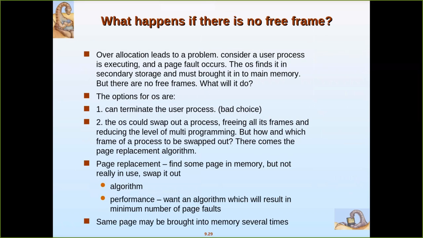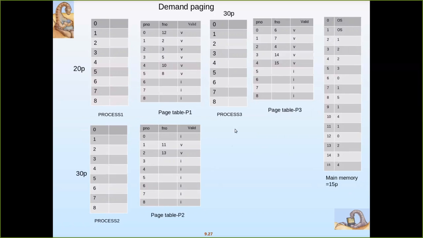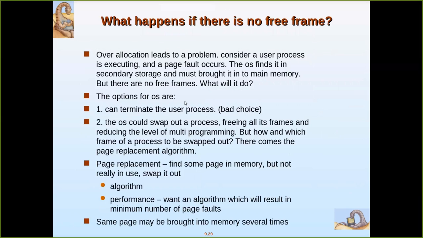So what happens if there is no free frame? That is what we have seen. When there is no free frame, what is to be done? Over-allocation leads to a problem. Consider a user process executing and a page fault occurs. The OS finds the page in the secondary storage and it must be brought into the main memory, but there are no free frames. What will it do? There are two options. One is to terminate a user process.